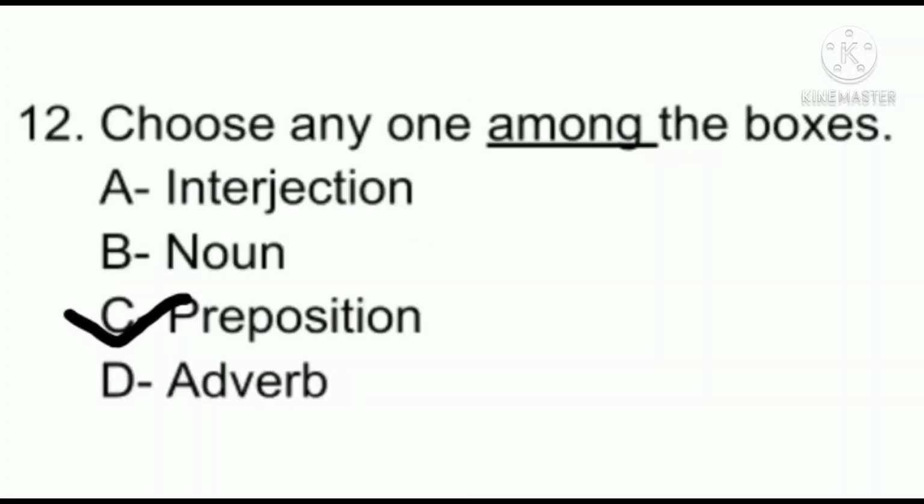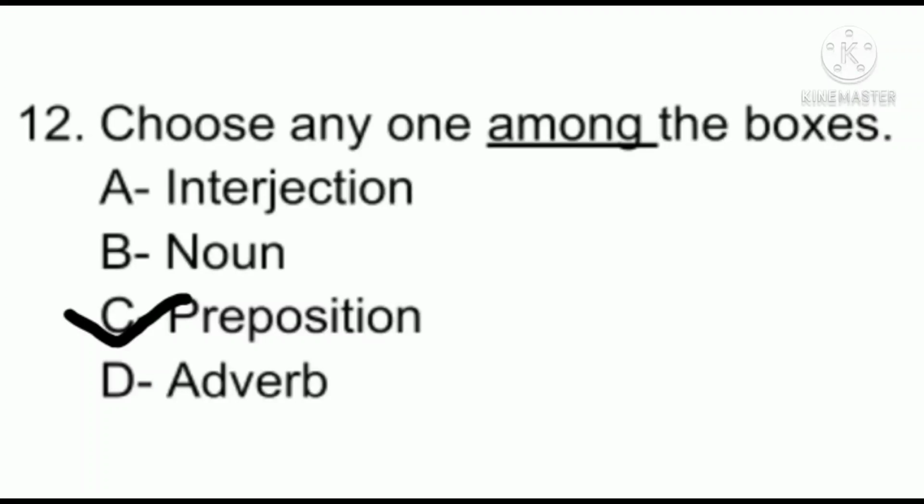Let's look into next one. That is, choose any one among the boxes. Here underlined word is among, and the correct answer for this is option C, preposition. Why preposition? Because if we do not use preposition here, we can read it as choose any one the boxes. Here we can't understand the relationship between them. If we use preposition among between the words, we can easily understand the sentence. So here among is preposition.